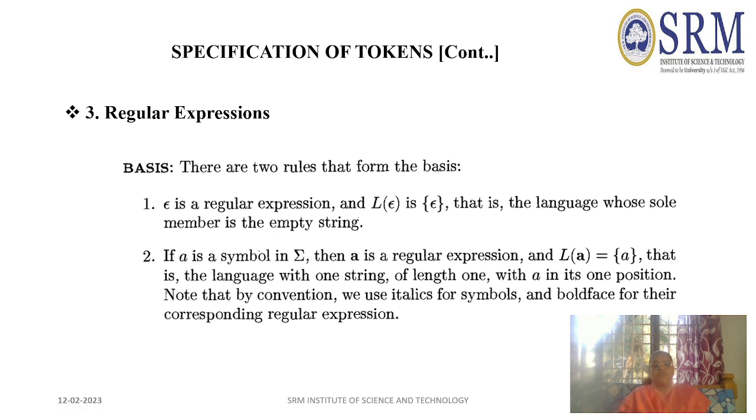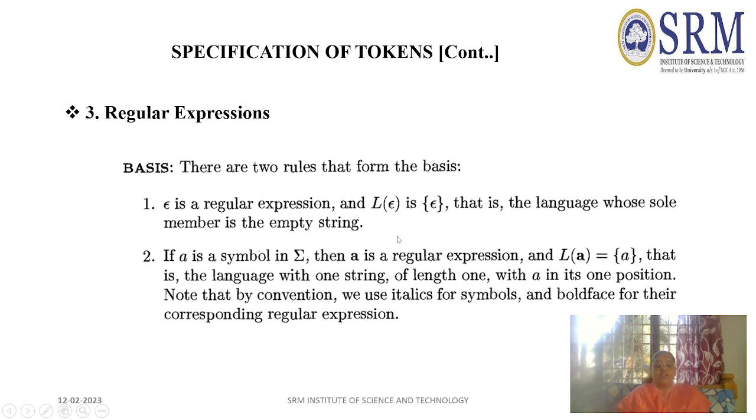Okay. So now coming to the next point of regular expressions, there are two rules that form the basis of regular expressions. One is epsilon as a regular expression. So you are going to have the epsilon concept. Epsilon is also called a regular expression, where the language can have what? Epsilon. So the language of the regular expression epsilon is a set with the element epsilon. That is the language whose sole member is the empty string alone. So epsilon is the only string that you have in that particular language.